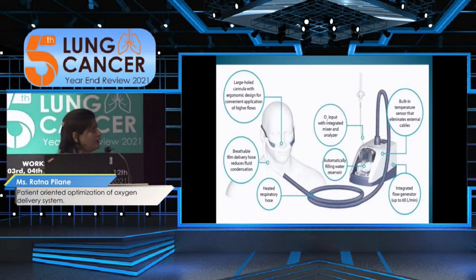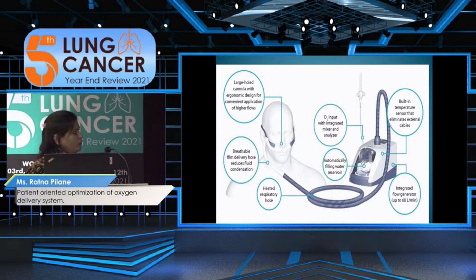So this is the clear picture. Outlet of this is the nasal cannula, where you have a large bore cannula with ergonomic design for convenient application of higher flow, because we are giving 10 to 15 liter oxygen through the HFNC. If it is a small bore cannula, it will not deliver the proper oxygen. So we want a large bore.